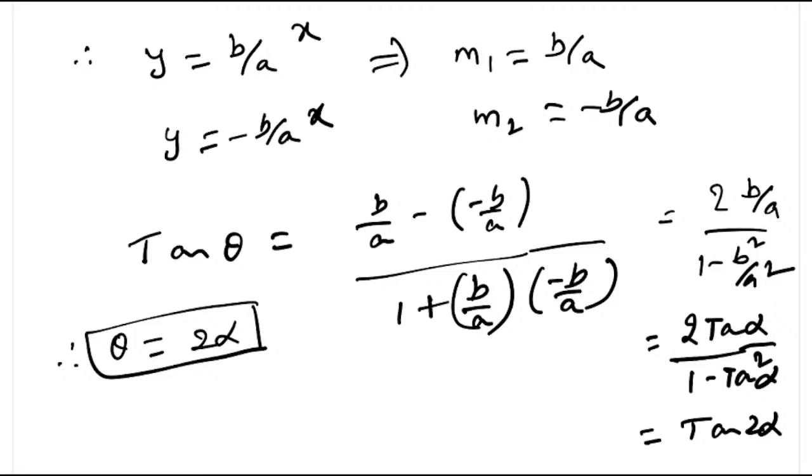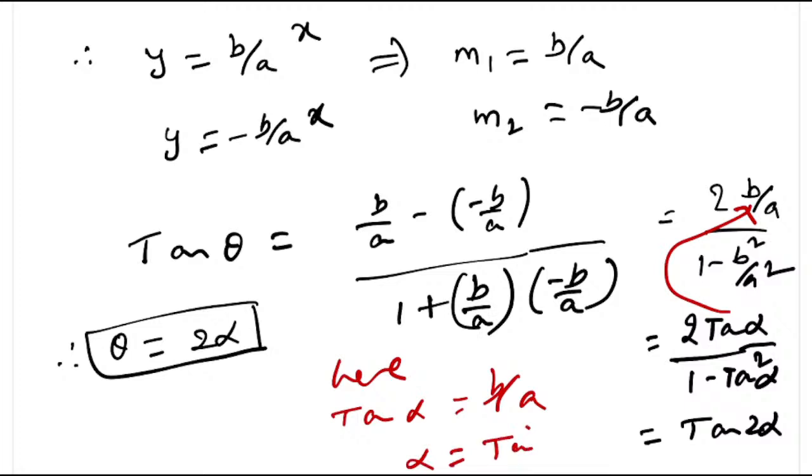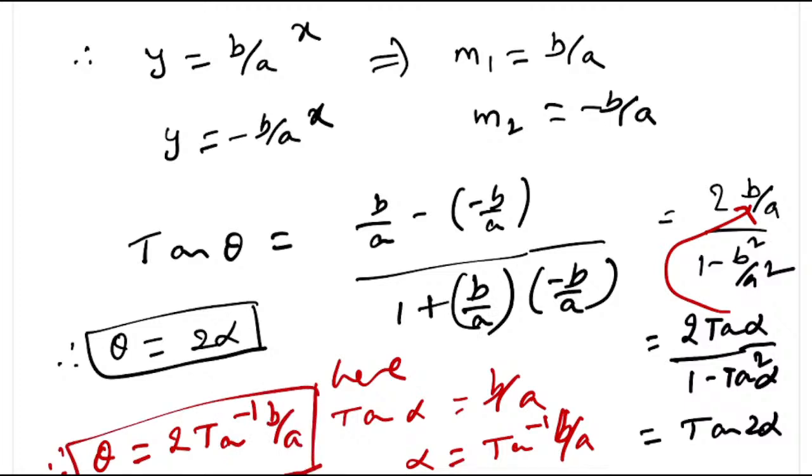But what is tan alpha according to the above? Here tan alpha is b by a. So alpha is tan inverse b by a. Therefore theta will become 2 tan inverse b by a, hence proved. So you have to write all these steps in an elaborate way. Then this will become very easy for the students. Have you got it, my dear? Is there any doubt in this?